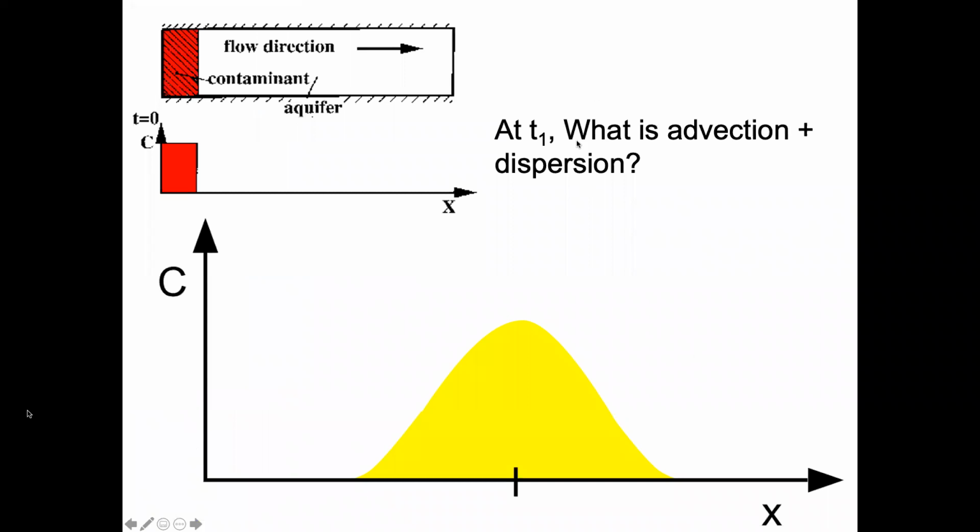So let's say at time 1, what are advection and dispersion going to look like?